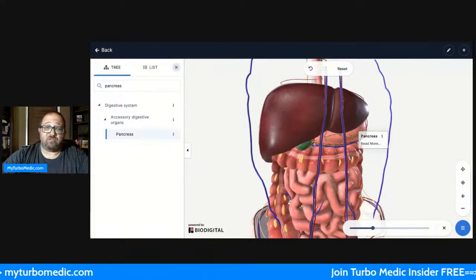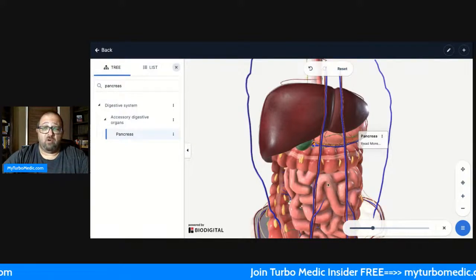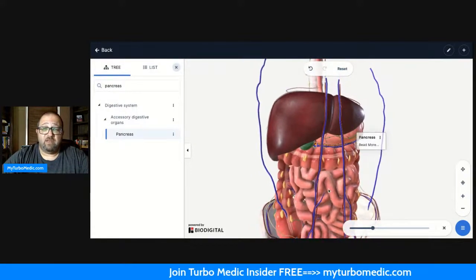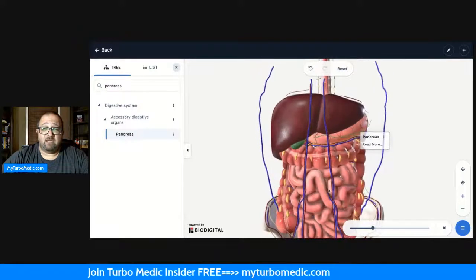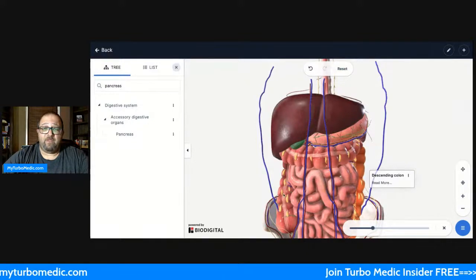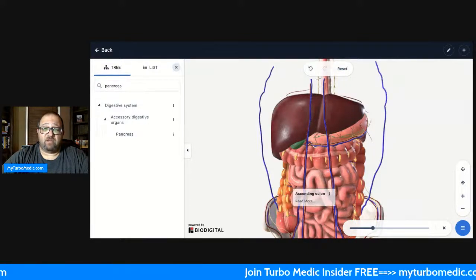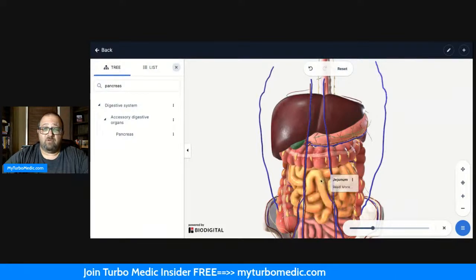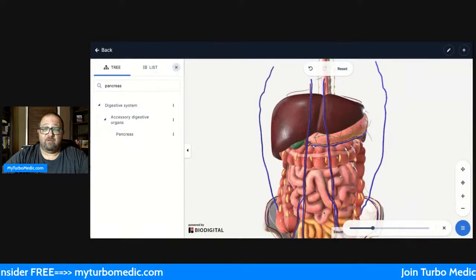Now, your lower quadrants, guys, is primarily your small intestine, your descending colon here, and then on the right side, the ascending colon. And right in the middle, just always remember, you've got your small intestine, okay?